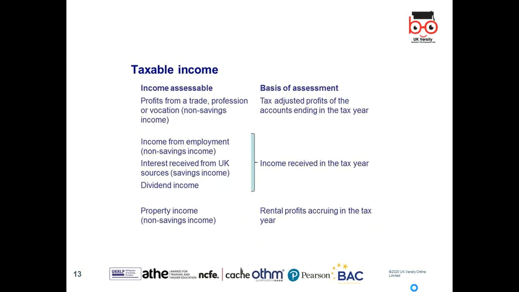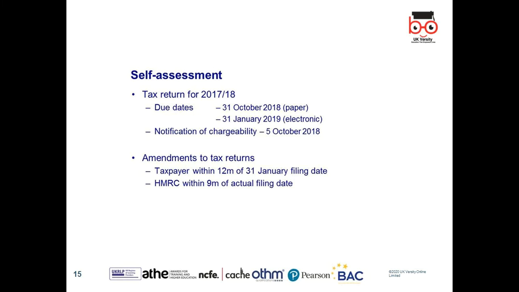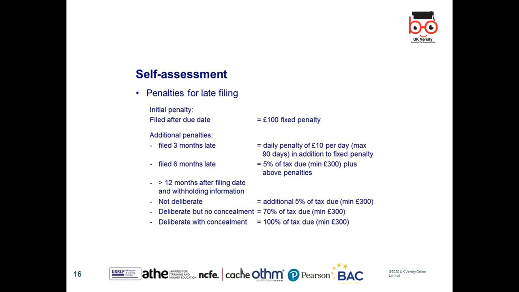Then we have 1.3, compare self-assessment returns from the given data. We're looking at self-assessment, where you pay different rates. We discussed Class 2 and Class 4 NI contributions, self-assessment for different years, and that we can file and apportion it. There are penalties if we don't pay it, file late, or don't declare, which can be a fine.